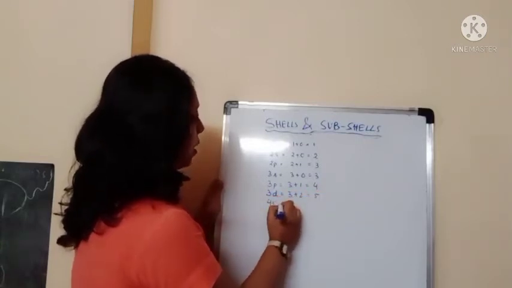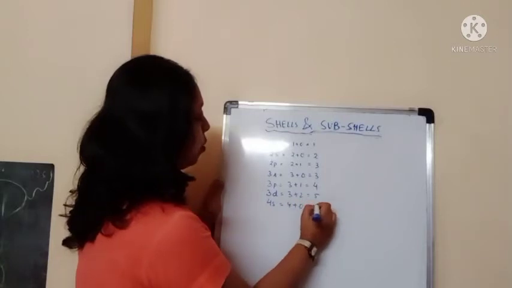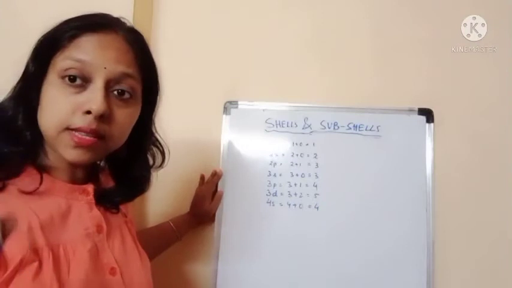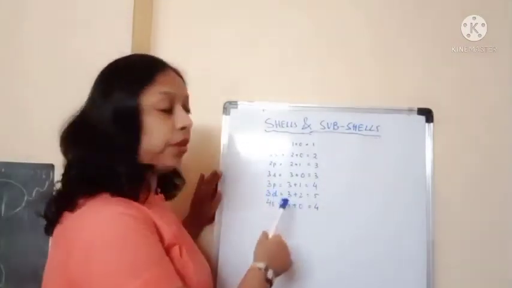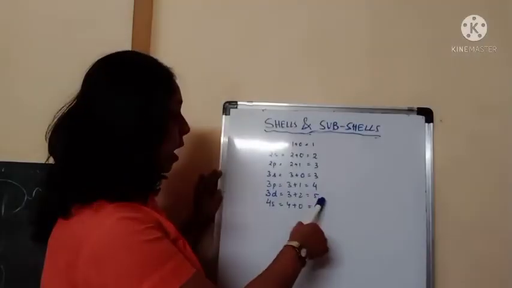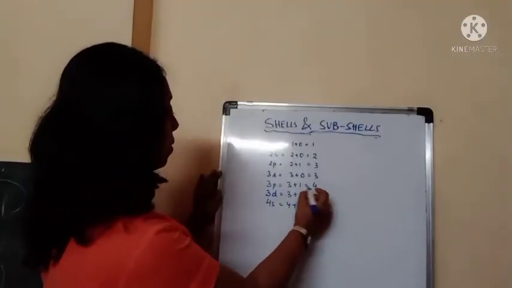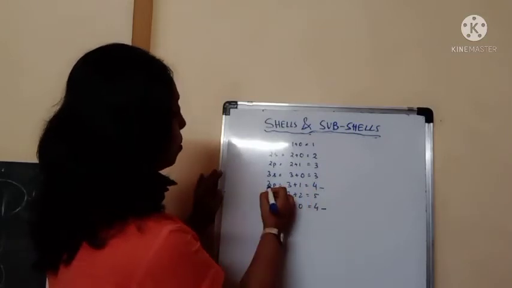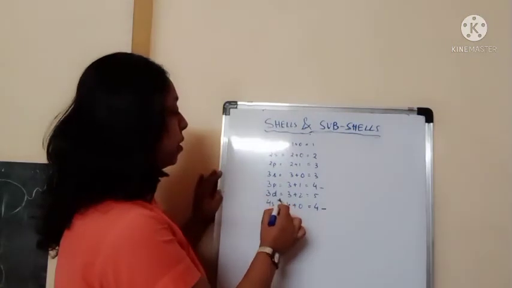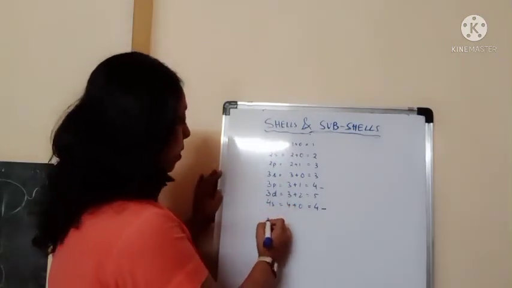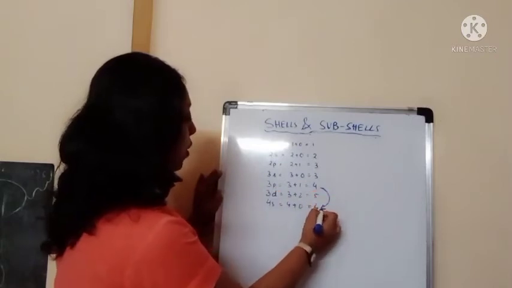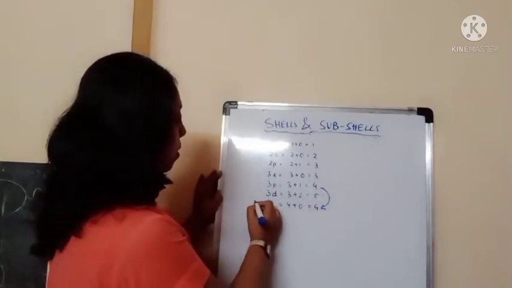Then comes 4s, 4 plus 0 will be your 4. Now we can see that the 4s orbital has a lower energy level than the 3d orbital. Also 3p has got 4, and 4s also has got 4. Now the principal shell value here is 3. So obviously 3p will be filled first, then 4s. So after 3p, the electrons will move to 4s. From 4s, it will move to 3d.